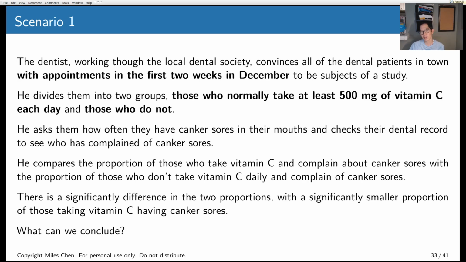Those who normally take vitamin C are put in one group. Those who don't are put in a different group. Then we ask them about their canker sores in their mouths, and we check their dental records and whatever. And maybe at the end of our study, we observe a difference in the two proportions. Can we conclude anything?